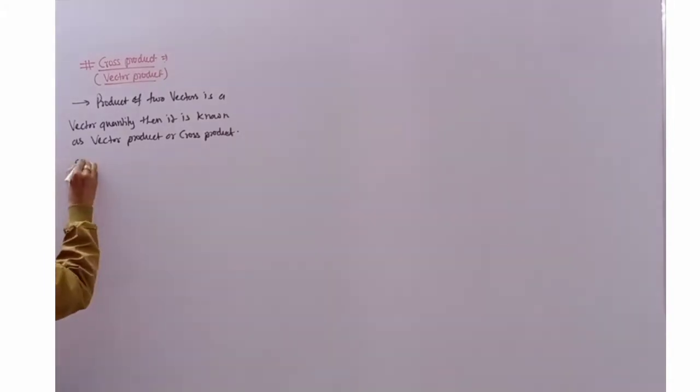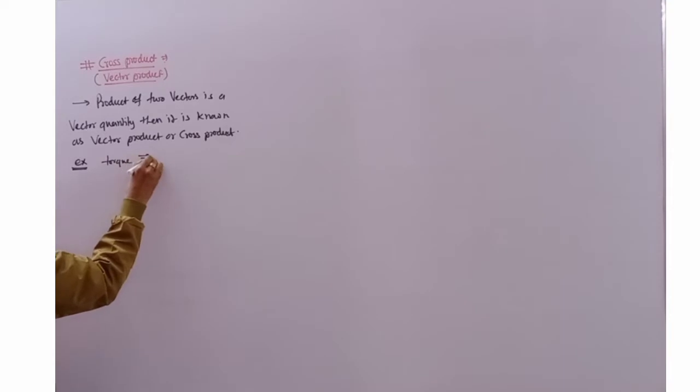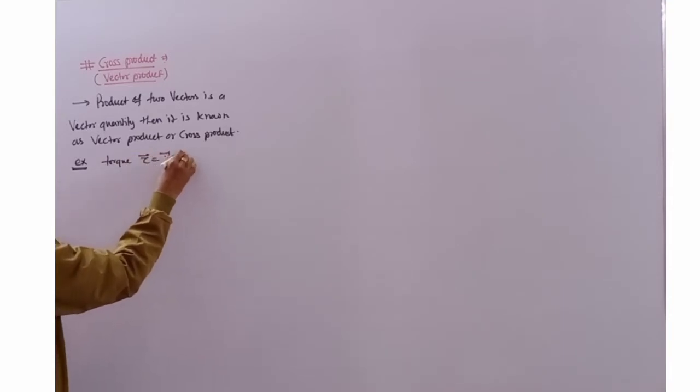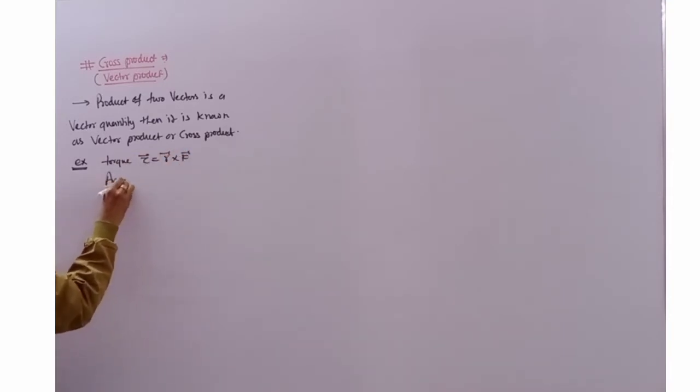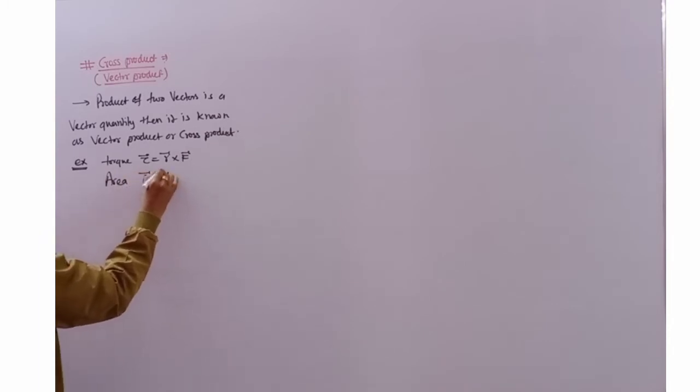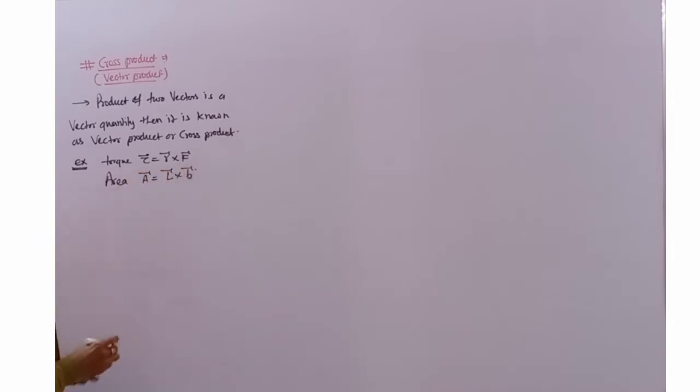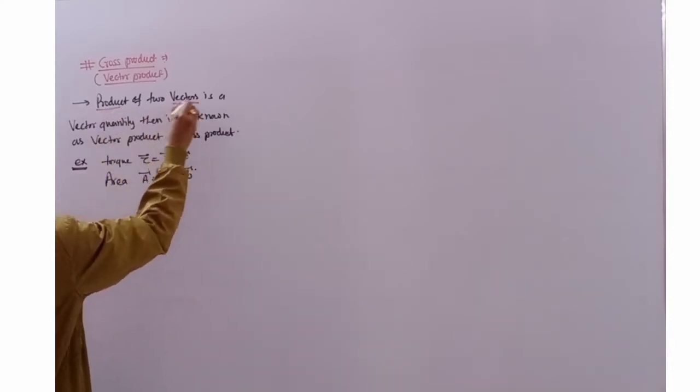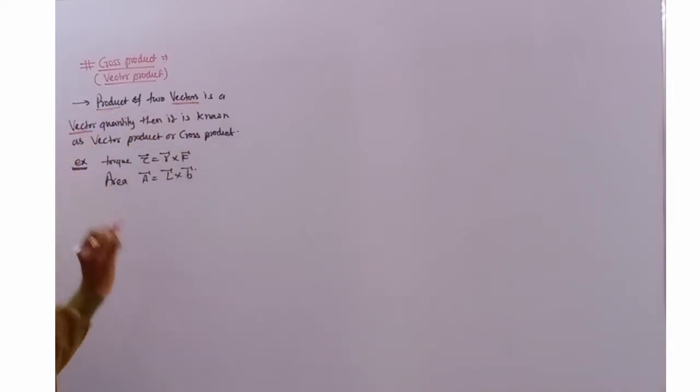For example, torque: tau vector is equal to R vector cross F vector. For example, area: A vector is equal to L vector cross B vector. So the thing is, the product of two vectors is a vector quantity. It is essential. Then it is known as vector product or cross product. Here we use the cross sign.